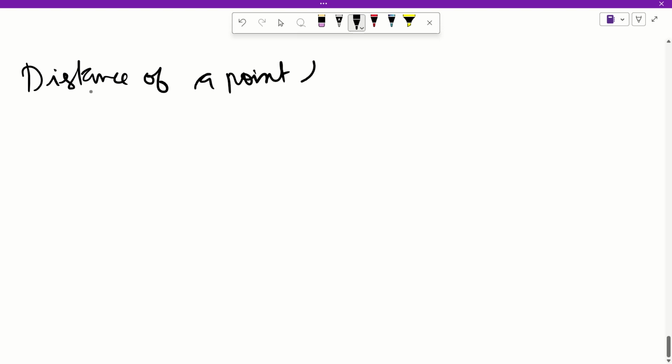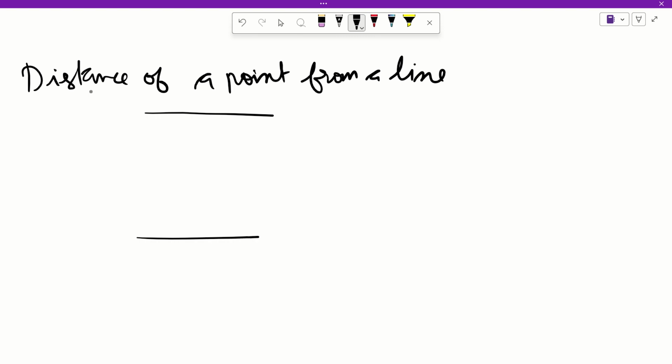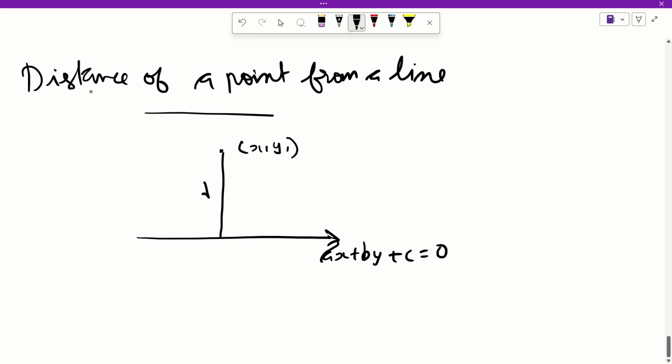Distance of a point from a line. Let's say we have a line like this. We'll draw here. The line is given by the equation ax plus by plus c equal to 0. There is a point here, given by x1 comma y1. I want to find the distance from here to here. That is, I want to find d.